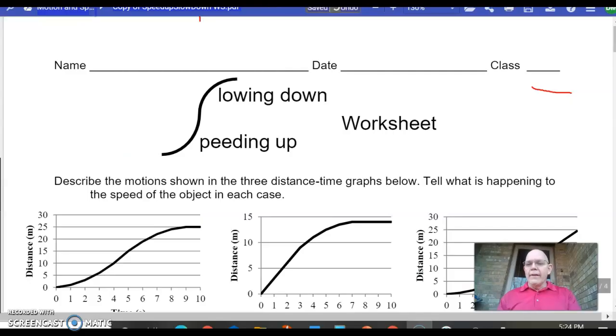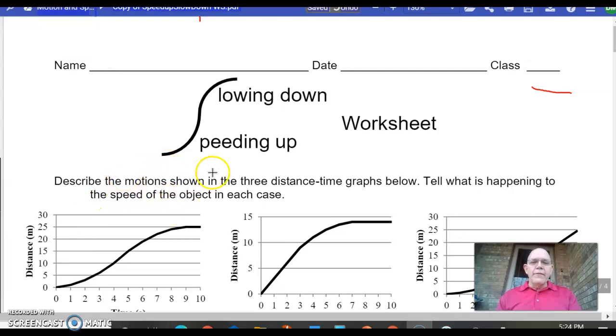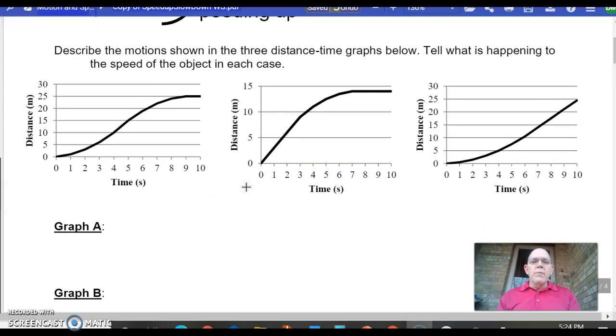All right, here we are back again, and we are working on this worksheet here. Now, slowing down, speeding up, or lowering down, speeding up, worksheet, whatever you prefer to call it. Anyhow, we have the motion of 3 different graphs here. What I would like for you to do is write down here a brief description that tells what is happening and when, at what seconds on the graph is it happening, okay? And so, let's just kind of demonstrate here.